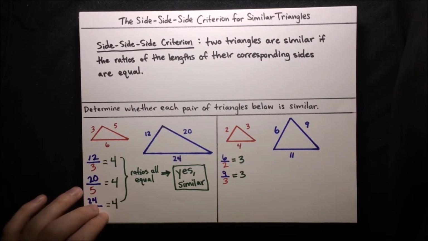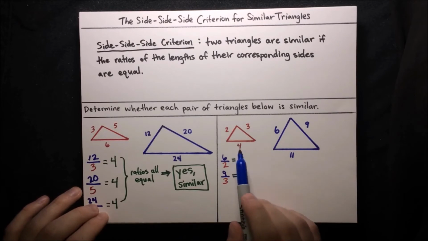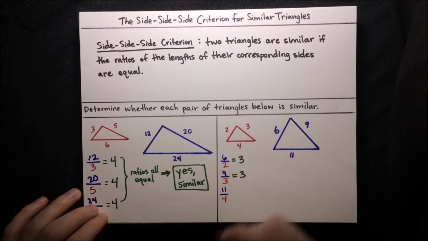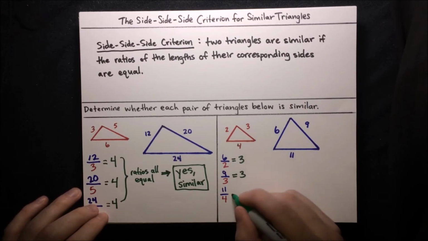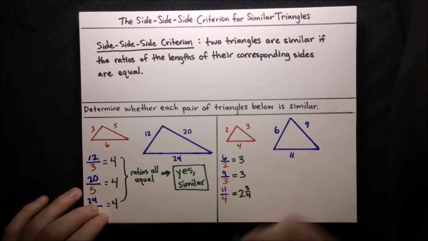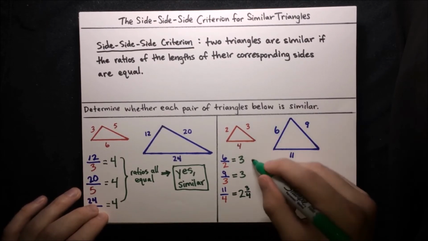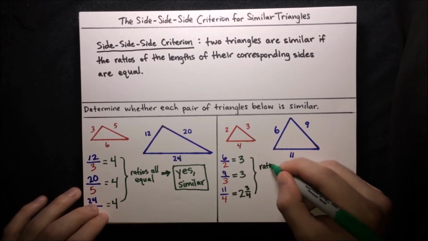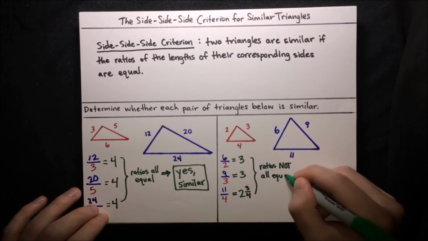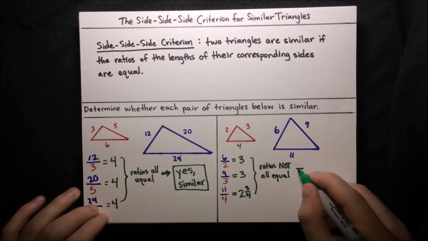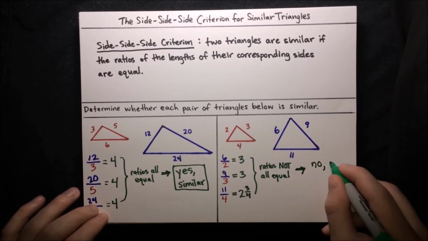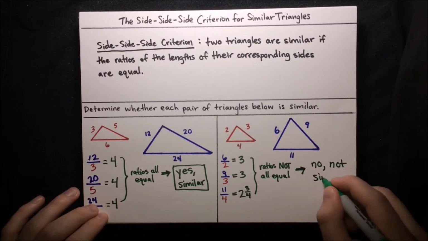So far so good, but again we have one more pair to check. That's the largest sides in each triangle. So the ratio of 11 to 4. And unfortunately that is not equal to 3. If we write this as a mixed number, it's just 2 and 3/4. So that's not 3, which means these ratios are not all equal. So by the side-side-side criterion, we conclude that no, these triangles are not similar.